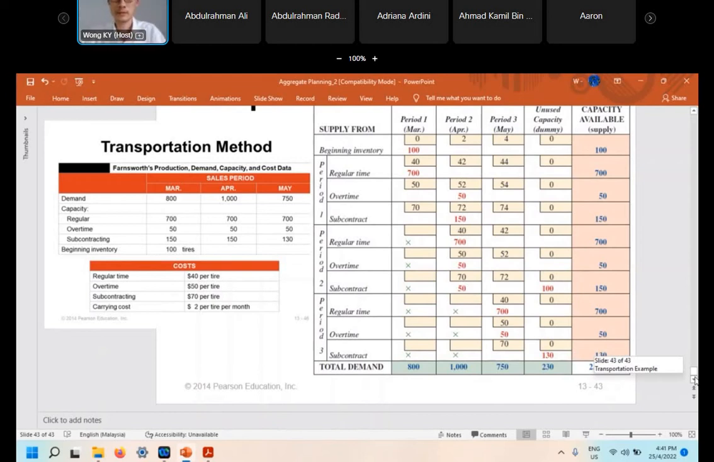Any questions so far that you would like to ask? Anything that you're not sure? Okay, let me read the chat. There is one question. Why for April can we use subcontract period 2 as 150 as subcontract period? May I ask why for April, can we use subcontract period 2 as 150 here?